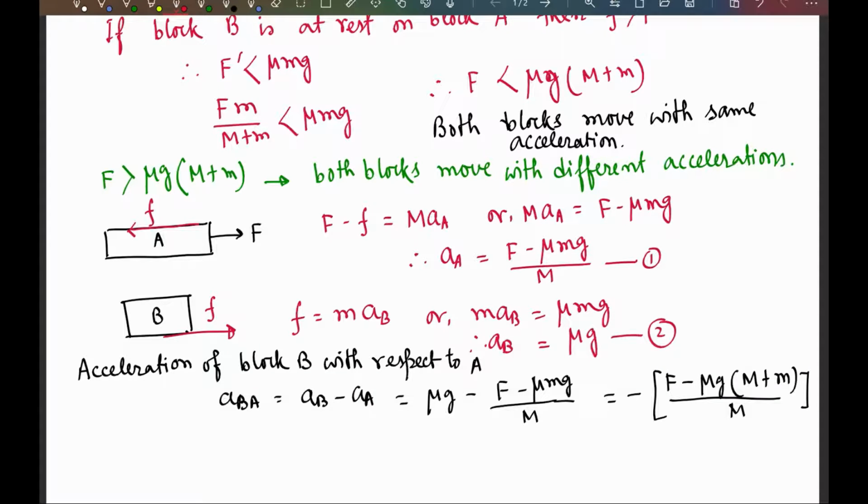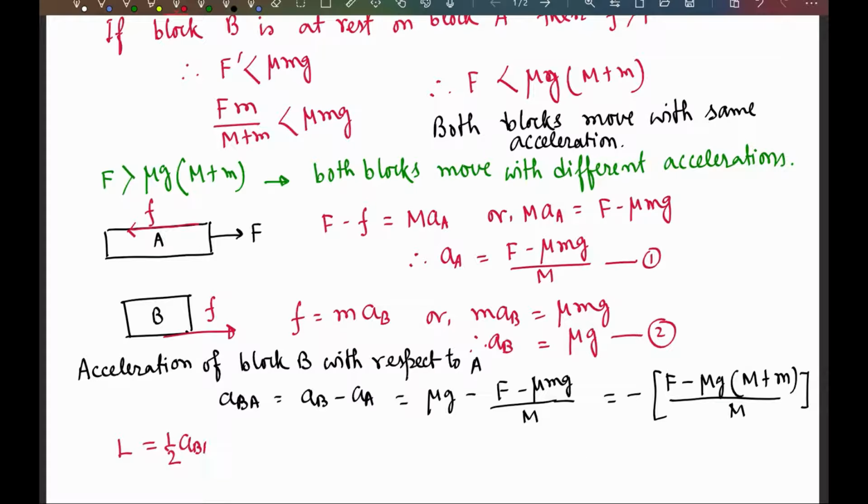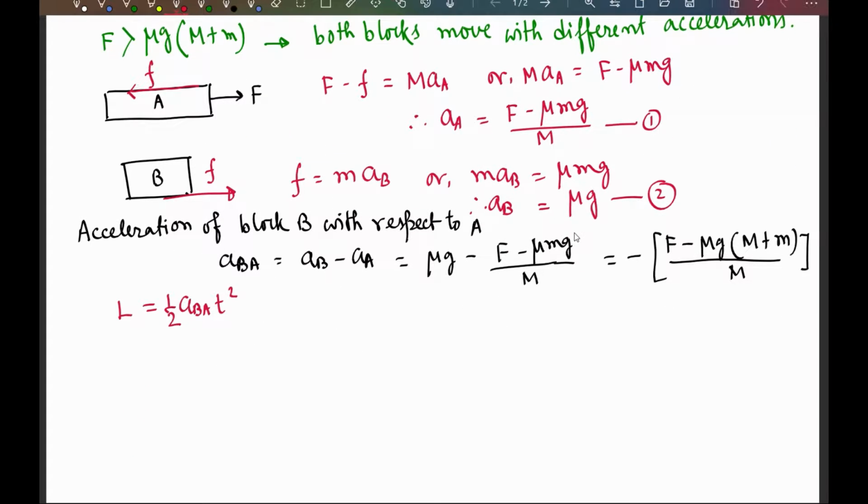If L is the length traveled by block B over block A in time t, then L is equal to half the acceleration of B with respect to A into t square. Therefore, t is equal to the square root of 2L by a_BA.